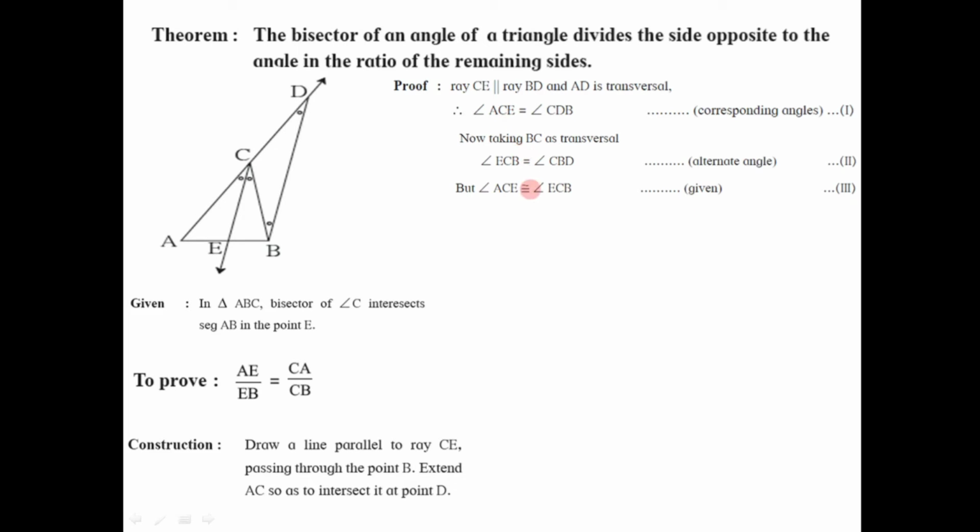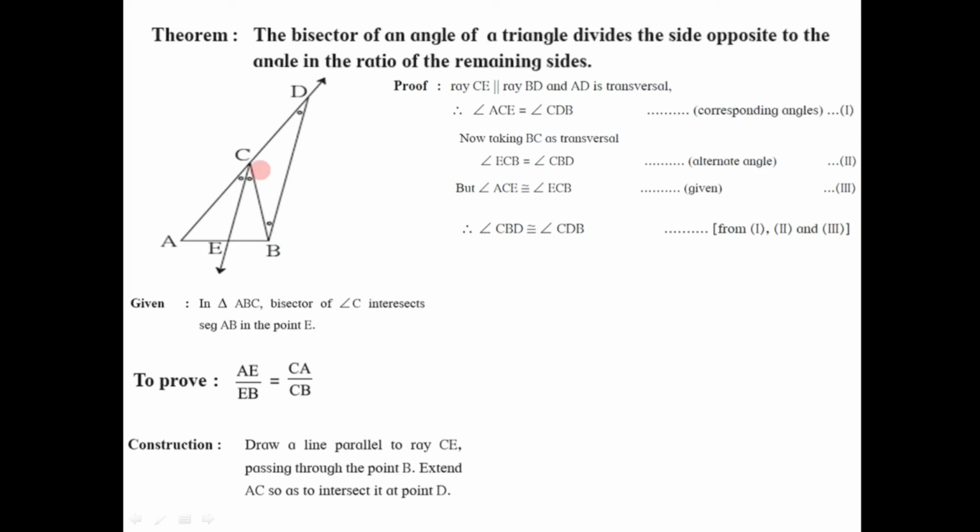If we compare 1, 2 and 3: in equation 1, angle ACE is congruent to angle CDB; angle ECB is congruent to angle CBD; and angle ACE is congruent to angle ECB. That means in equations 1 and 2, the left hand sides are congruent, as written in equation 3. So if the left hand sides are congruent, then the right hand sides must be. The right hand sides of equations 1 and 2 are angle CDB and angle CBD. That's why they must be congruent. So from these three, we have angle CBD congruent to angle CDB.